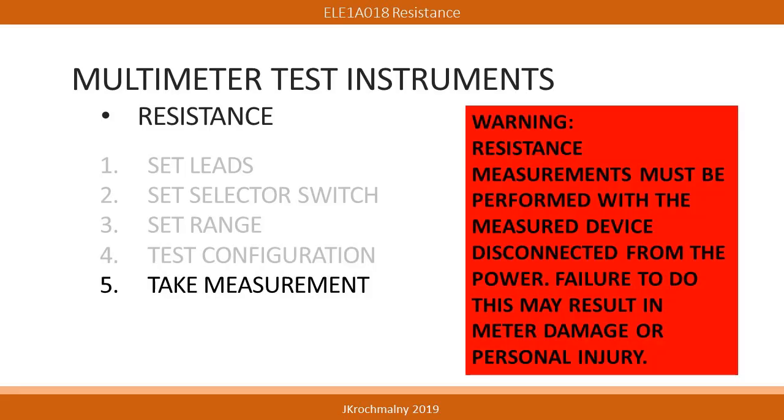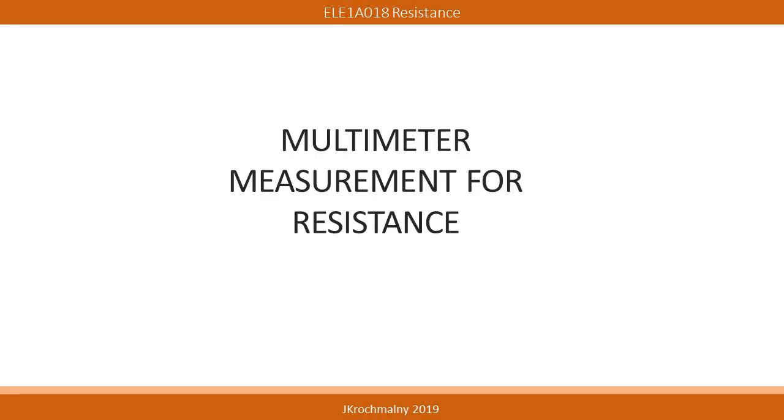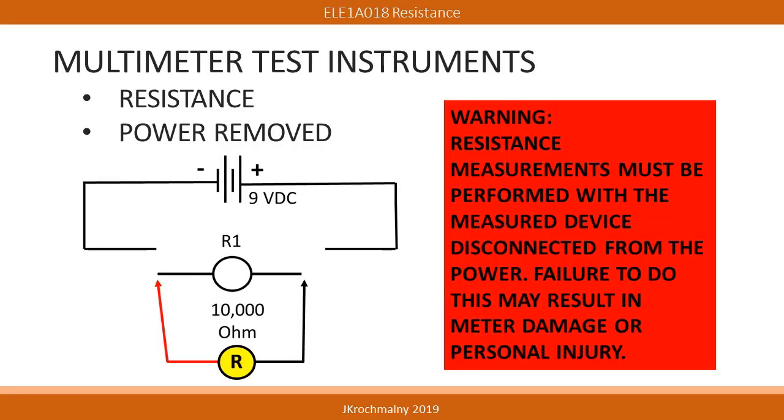Before we take the resistance measurement, we have to remove all power from the circuit or device that we are going to measure. Taking a resistance measurement with a meter on a circuit containing its own power will result in meter damage, personal injury, or both. Again, before taking a resistance measurement, we must remove the power from that device. Not doing so will result in meter damage, personal injury, or both.